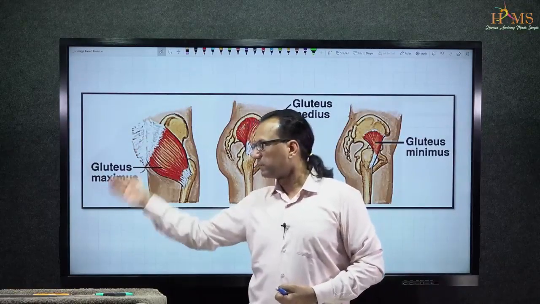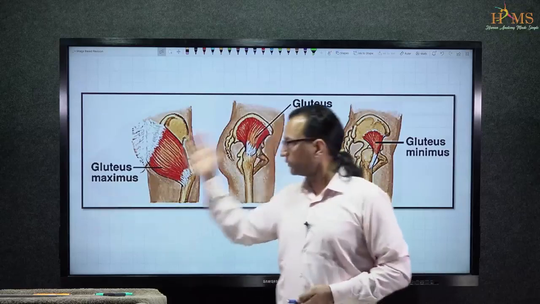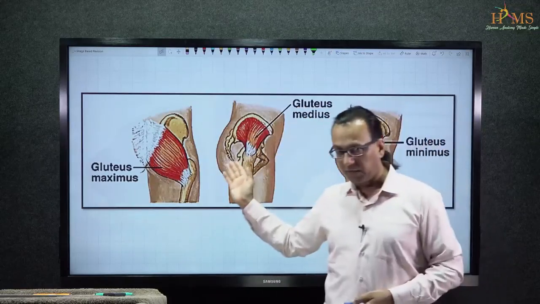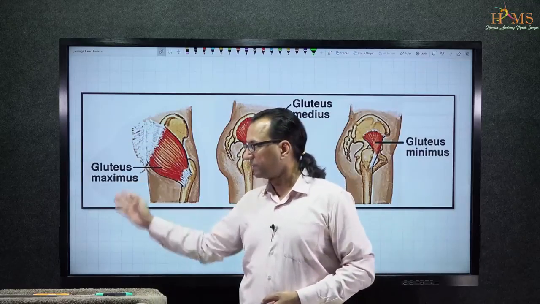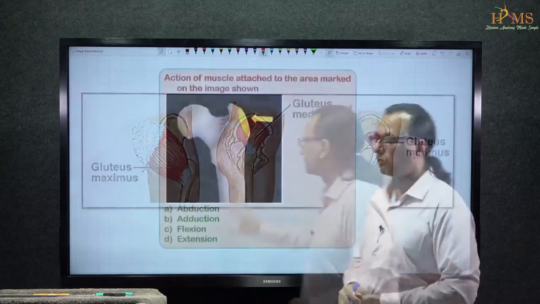In that sense, gluteus maximus is going to antagonize the gluteus medius and minimus because they are medial rotators, and this muscle is a lateral rotator of the hip joint. So what will you say?